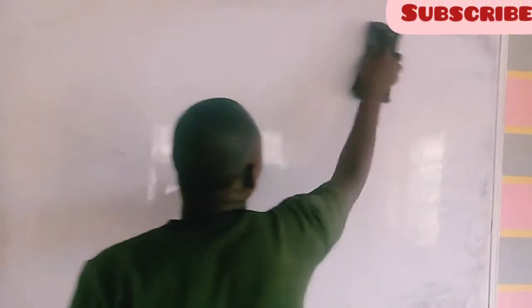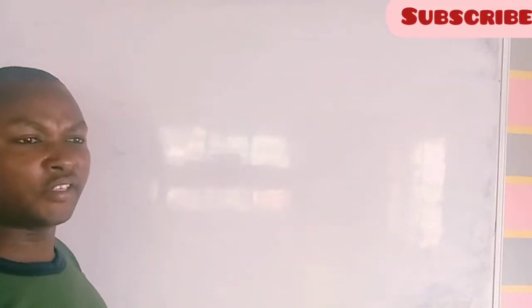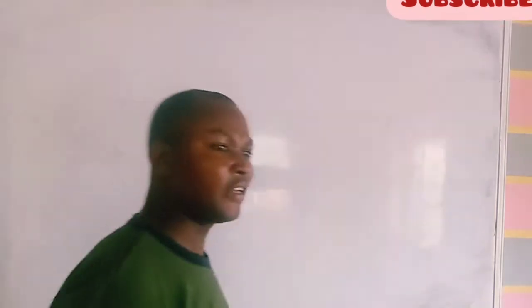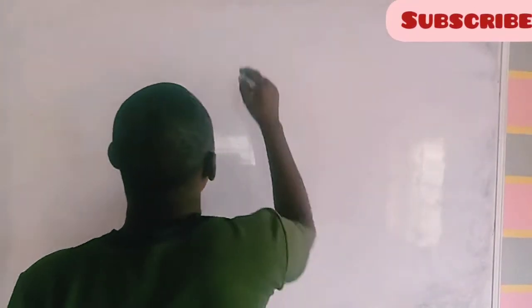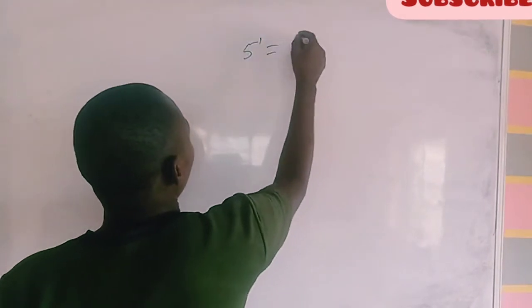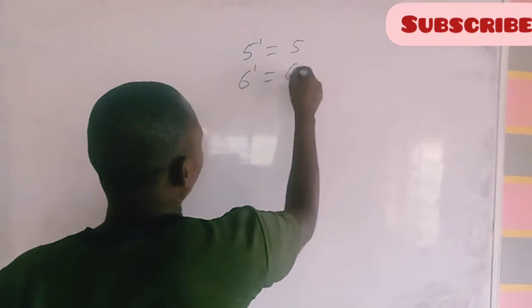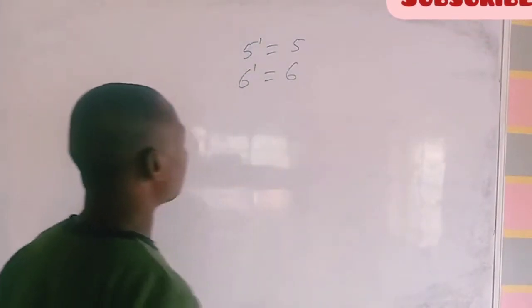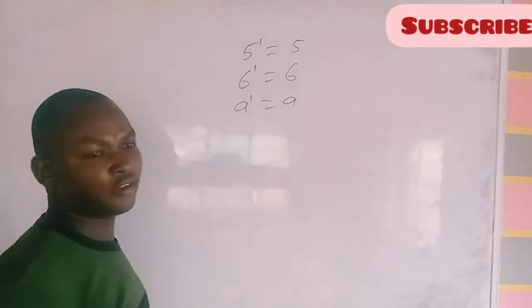The third law states that anything raised to the power of 1 is that thing. If you have 5 raised to 1, it's going to give us 5. If you have 6 raised to 1, it's going to give us 6. So anything raised to 1 is that thing. a raised to 1 equals a.